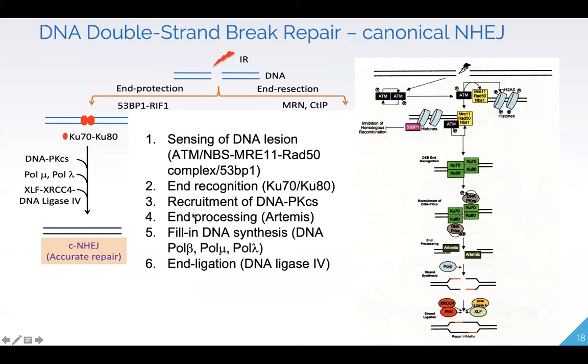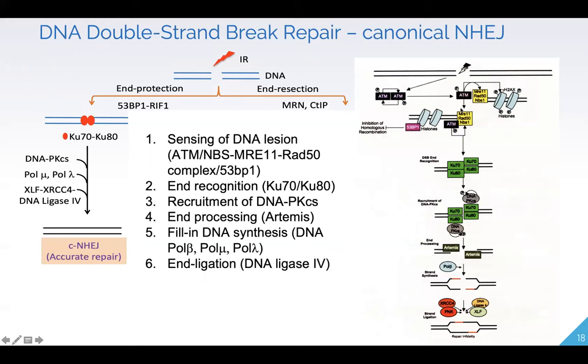If some cleaning is needed, then another protein called Artemis will come in and do that job. You'll fill in the lesion with DNA synthesis polymerases. Three of them have been implicated in this process, and DNA ligase 4 will come in and repair the damage. And this is typically an accurate form of repair. This is just a depiction of that outline right here.